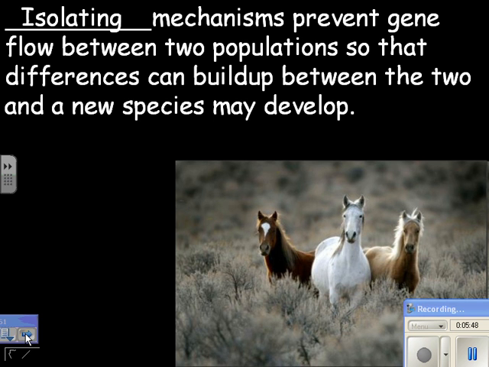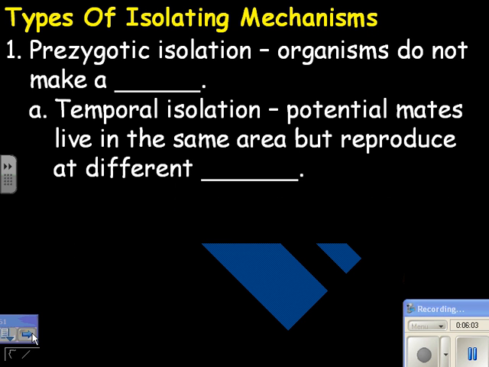Isolating mechanisms prevent gene flow. So they prevent genes from one population from reaching another. Isolating mechanisms prevent gene flow between two populations so that differences can build up between the two and a new species can develop. Here are the types of isolating mechanisms, two basic types: prezygotic and postzygotic. Prezygotic means something happens so that they can't even make a zygote. So organisms do not make a zygote, and no offspring is made at all.